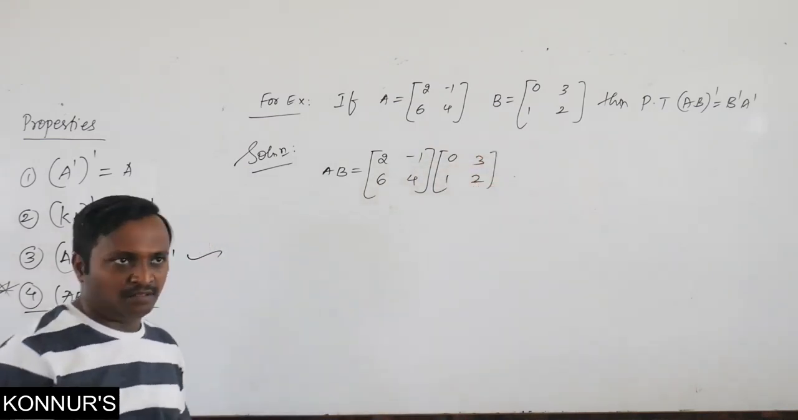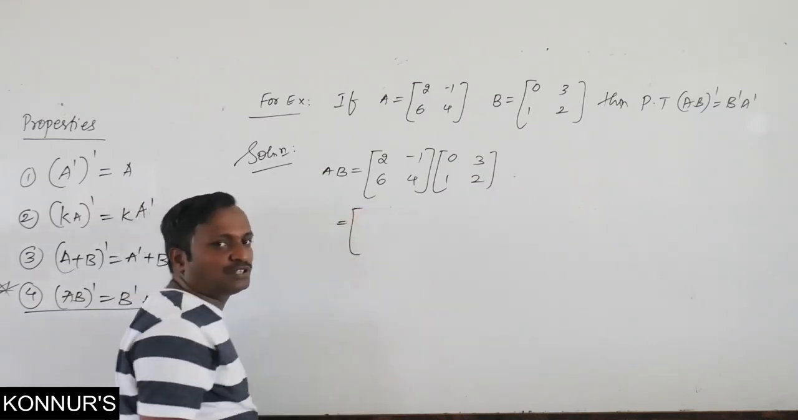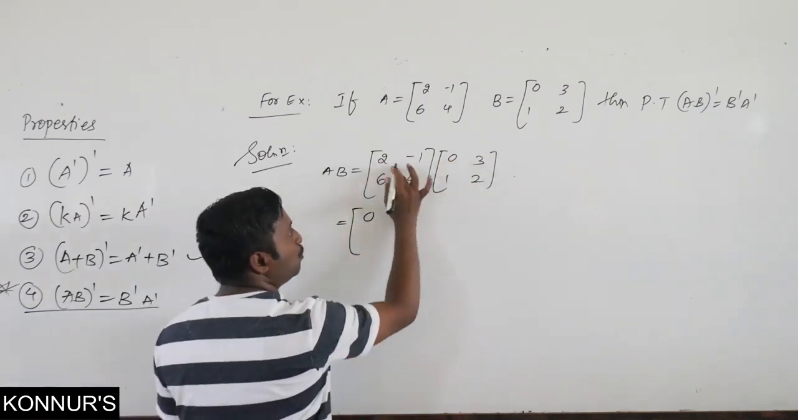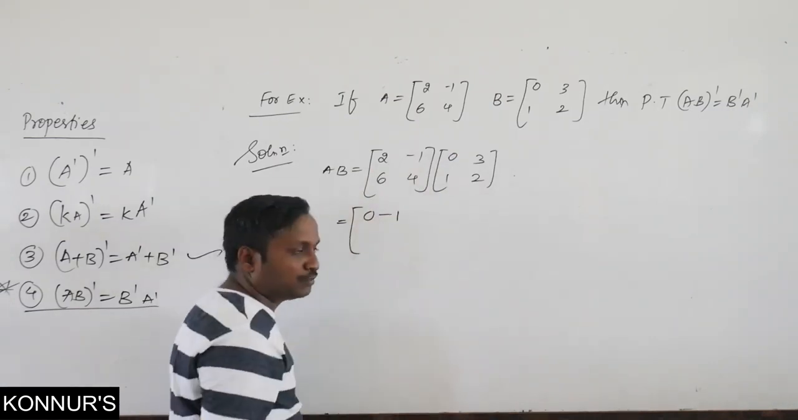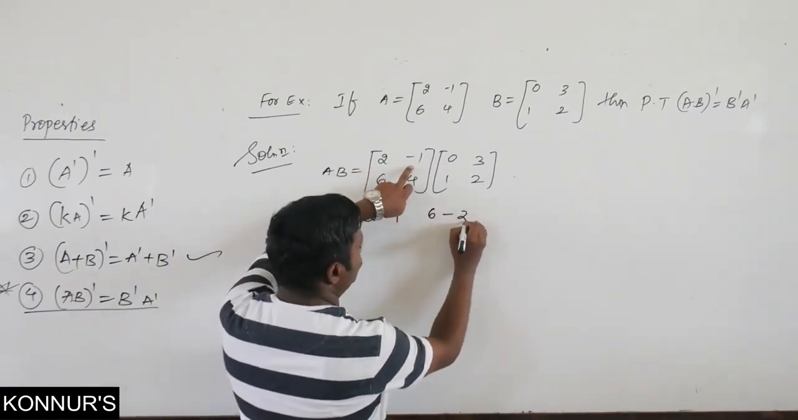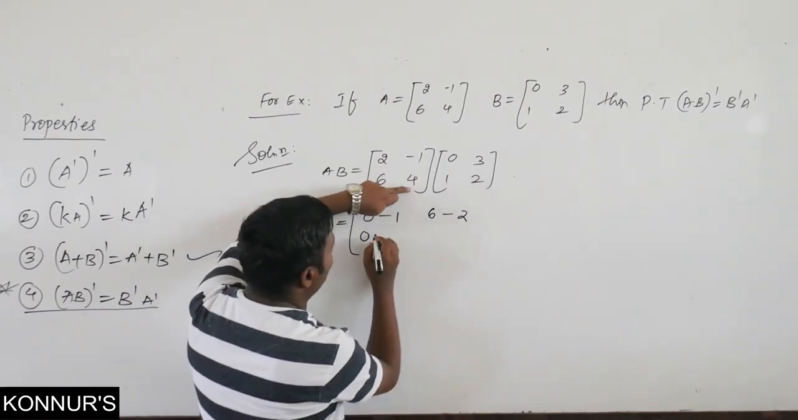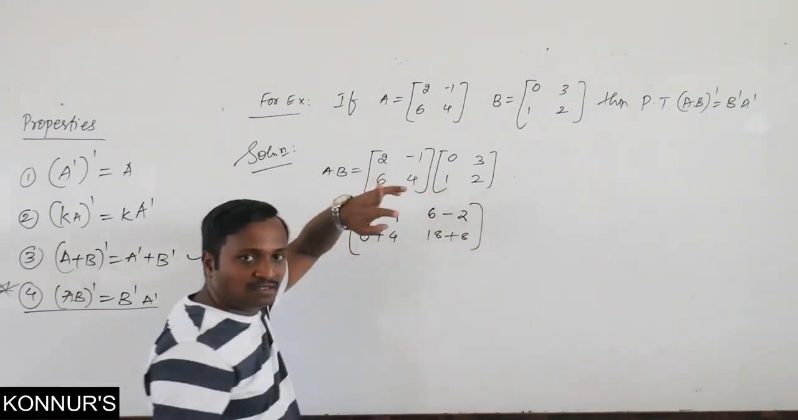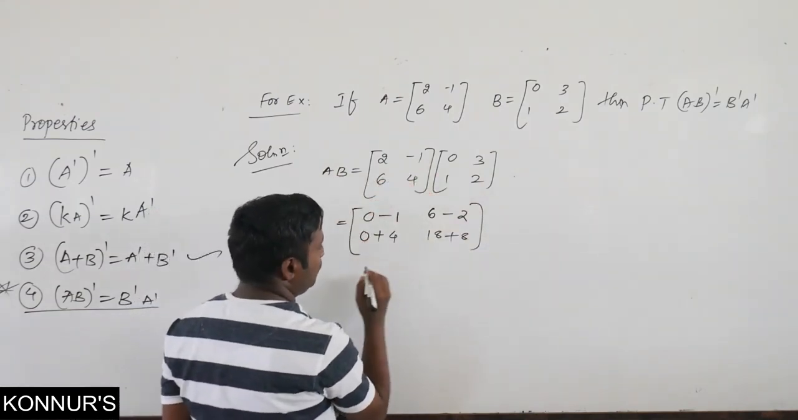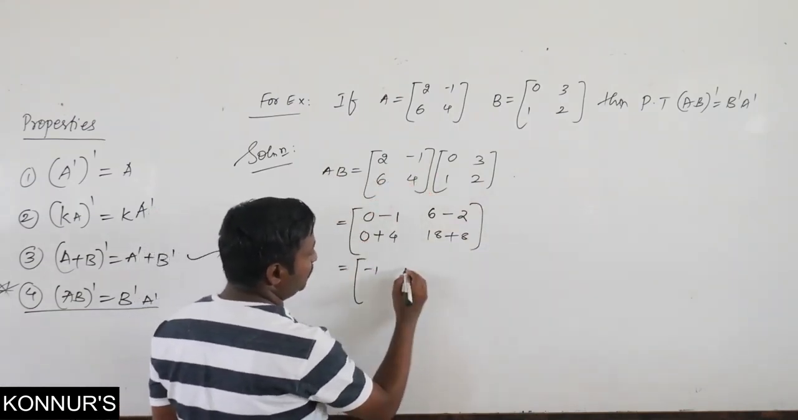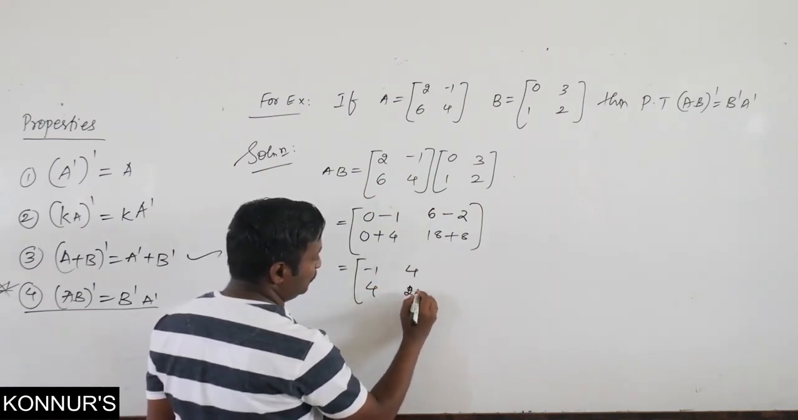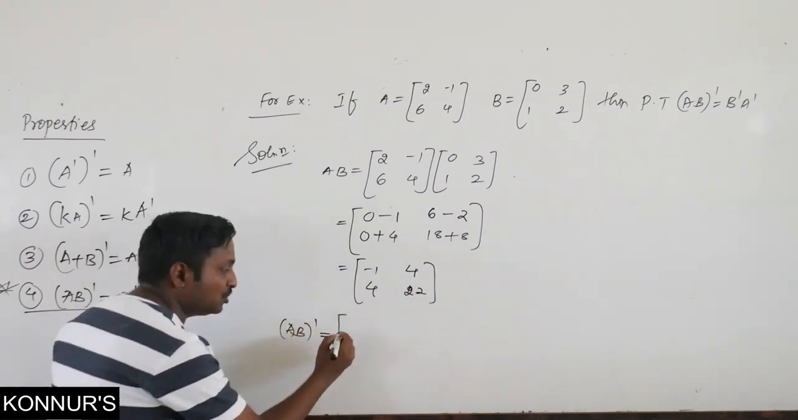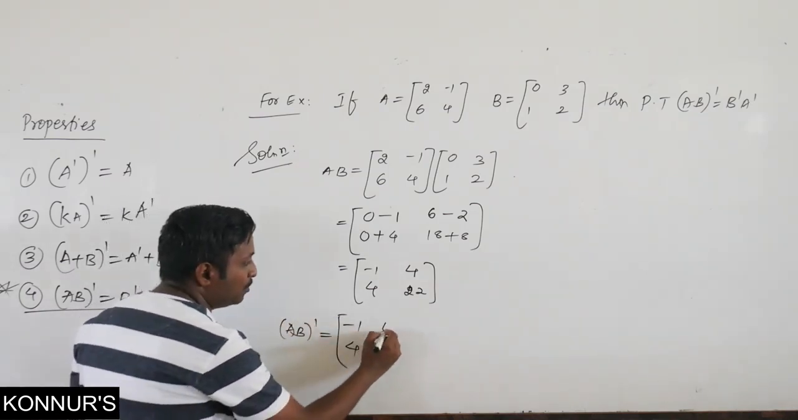Simple way. Now matrix multiplication, first row, second column, like this. Calculate: 2 into 0 is 0, minus 1 into 1 is minus 1; 2 into 3 is 6, minus 1 into 2 is minus 2; 6 into 0 is 0, plus 4; 6 into 3 is 18, 4 twos are 8. Now AB simplified is minus 1, 4, 4, 22. This is the AB matrix. What about AB whole dash? Row and column interchanging: minus 1, 4, 4, 22.